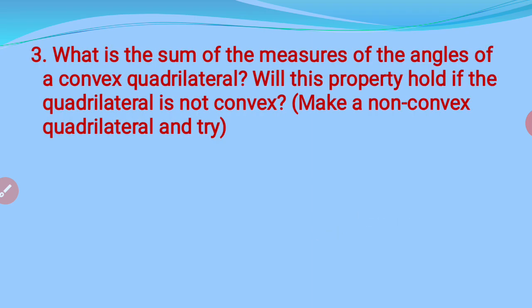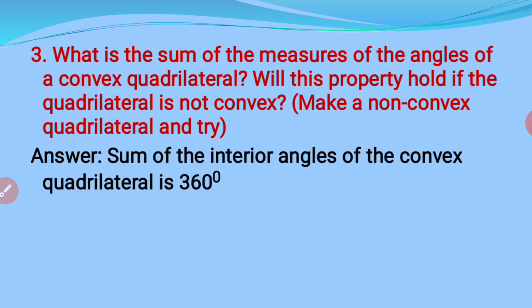What is the sum of the measures of the angles of a convex quadrilateral? Yes, it is 360 degrees. For a convex quadrilateral, the total sum is always 360 degrees for all the interior angles.